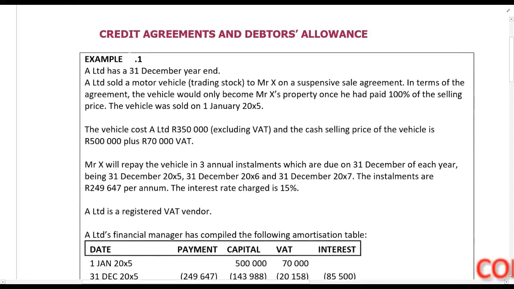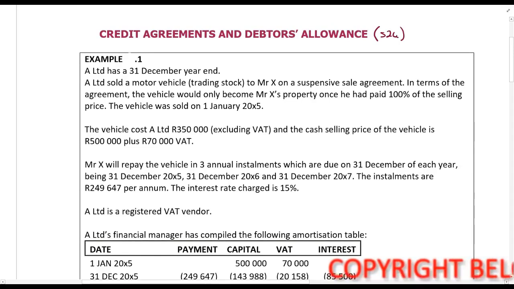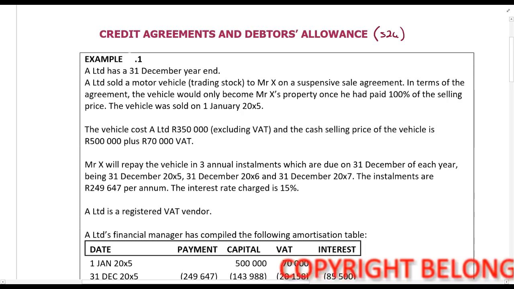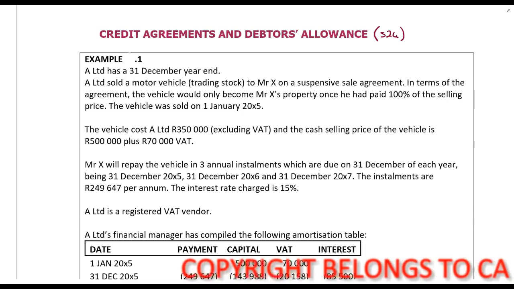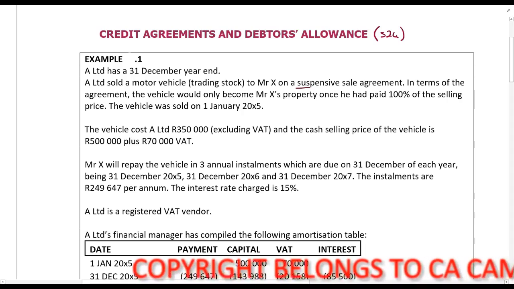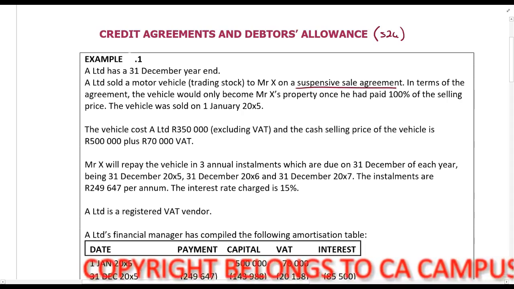In this lecture example, we are going to be looking at section 24, which is the debtor's allowance. So let's start by reading the question. A Limited has a 31 December year end. A Limited sold a motor vehicle, which is trading stock, to Mr. X on a suspensive sale agreement. In terms of the agreement, the vehicle would only become Mr.